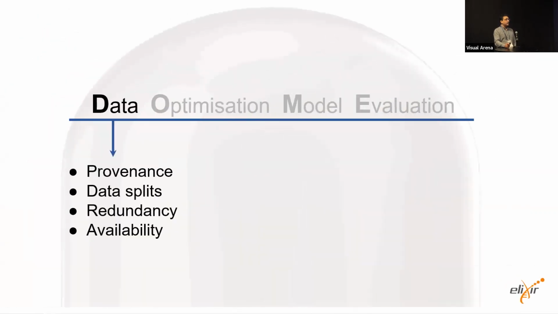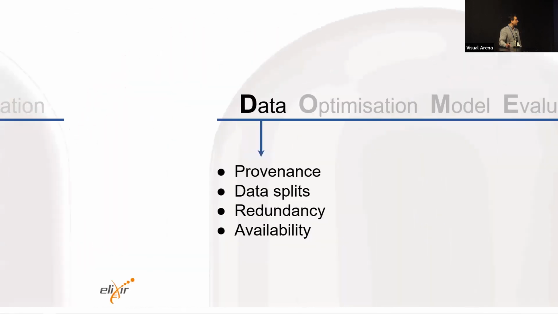Essentially, it provides some very critical questions that one should be expected to report on across these four main pillars. Data is the starting point. It is quite useful to know where the data came from, what splits you used in the machine learning process, whether there was any redundancy, and of course, ultimately, can I actually have access to the data? Is it available somewhere, or is it something that you have stored away in your own infrastructure?